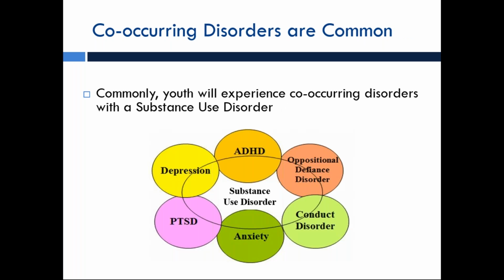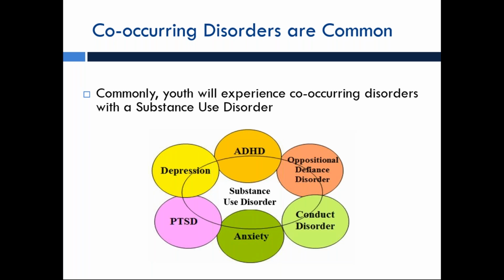Some attention now on the issue of coexisting problems and co-occurring disorders. I'm sure most of you realize that when you work with an adolescent with a substance use disorder, it is common for him or her to have at least one other co-occurring disorder. The most common ones that coexist with substance abuse are conduct disorder, oppositional defiant disorder, ADHD, depressive disorders, anxiety disorders, and PTSD and trauma.